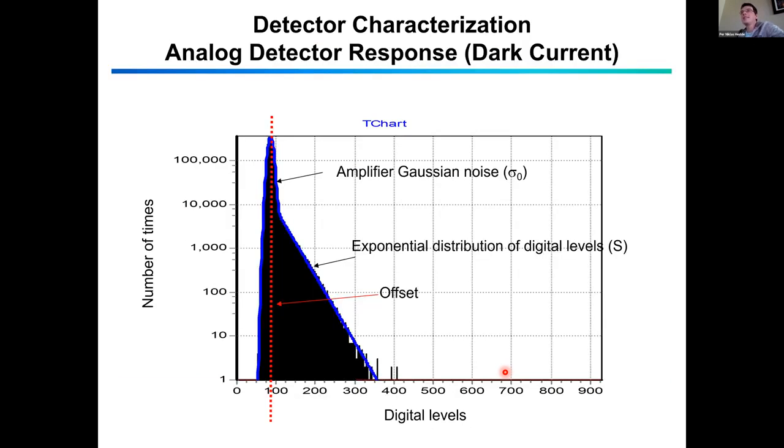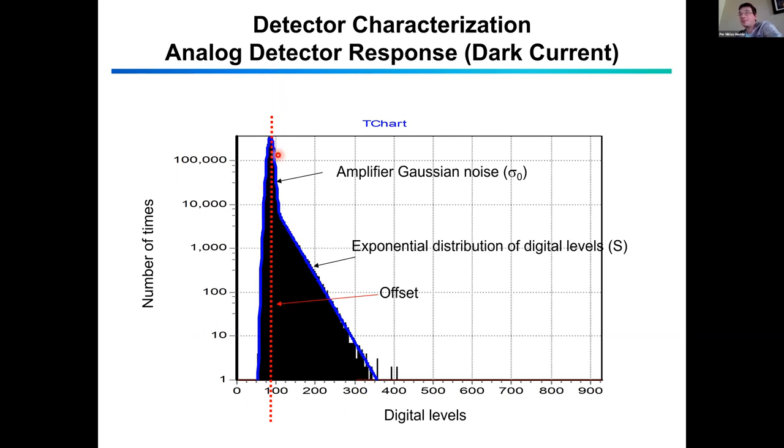So just to illustrate, this is detector characterization. Here's the typical response behavior of an analog detector with no sample present, just the dark current. On the y-axis, you have the number of counts, the occurrence in this histogram. On the x-axis, you have the digital levels, and then you see exactly those three parameters.